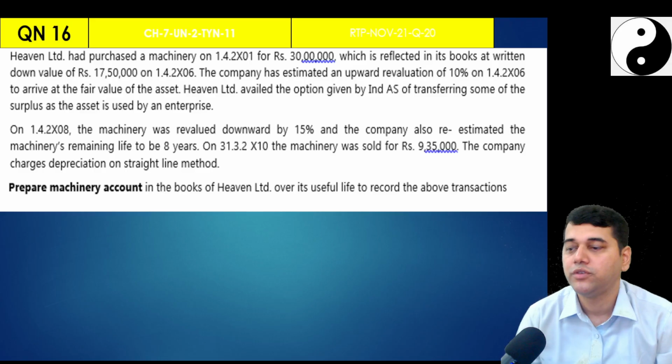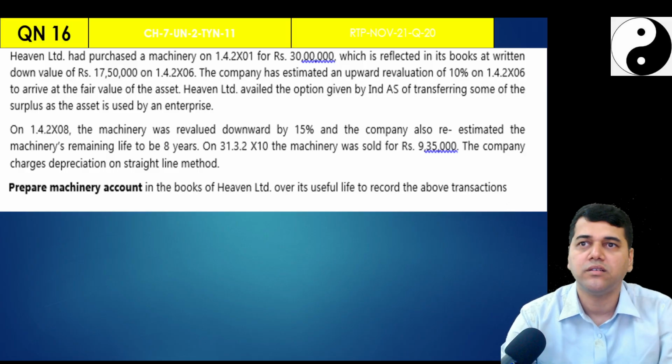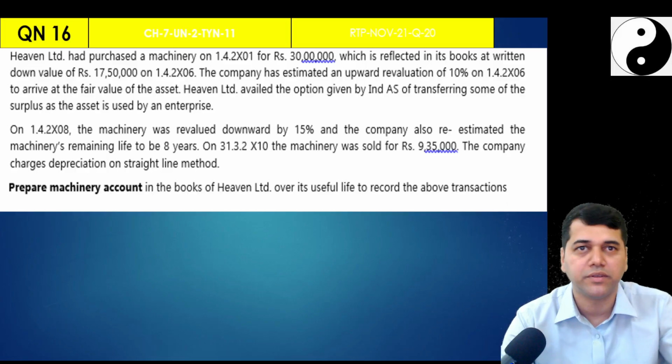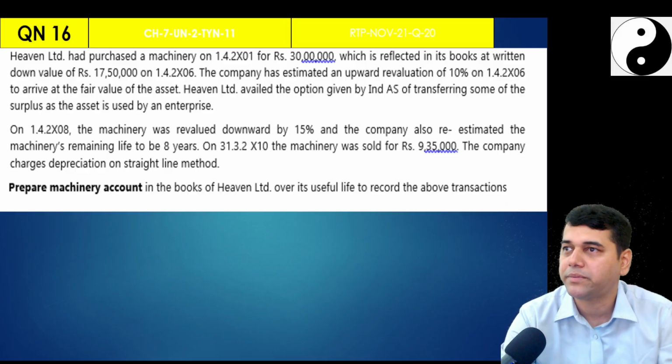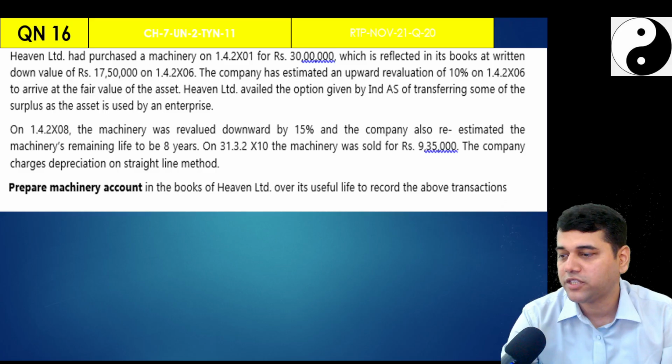What do we need to do? We need to just prepare a machinery account. For the machinery account, what do we need? It's a debit and credit: to purchase, by depreciation, balance carried down, by depreciation, revaluation. So we need certain calculations to be done. What is the first calculation I should do? What do you think?